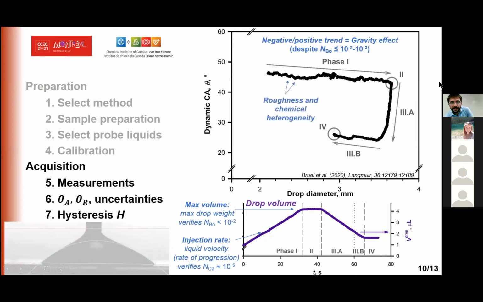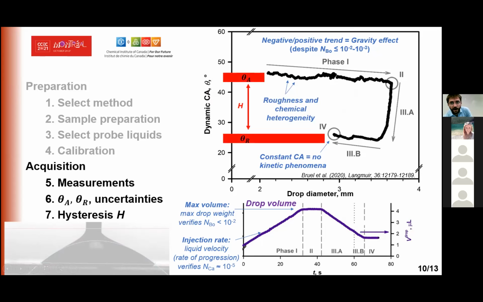All the small bumps in here are linked to the roughness and the chemical heterogeneity of my sample. And finally, I'm able to check whether I have a kinetic phenomenon or not. That's the whole point of phases 2 and 4. I stop injection and I want to see if the contact angle is stable. So if ever I have swelling, it will absorb and so it will decrease.